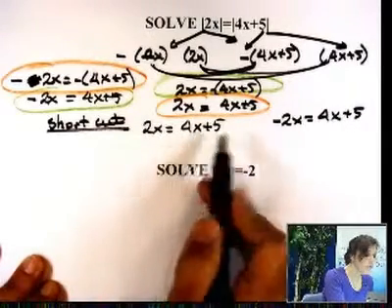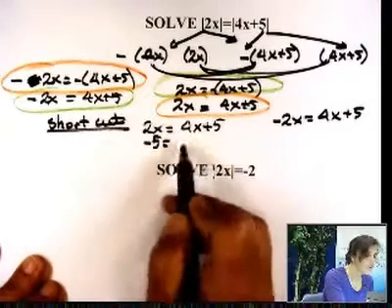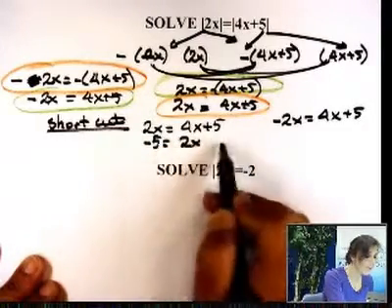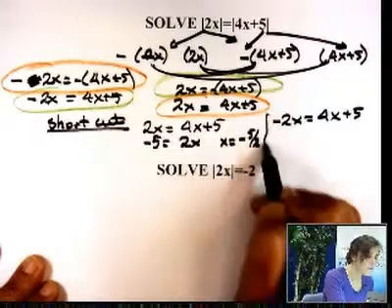So I'm going to put 5 on one side, and then 2 on this side. So I'm going to have that. That will give me x equals negative 5/2. That's one of them.